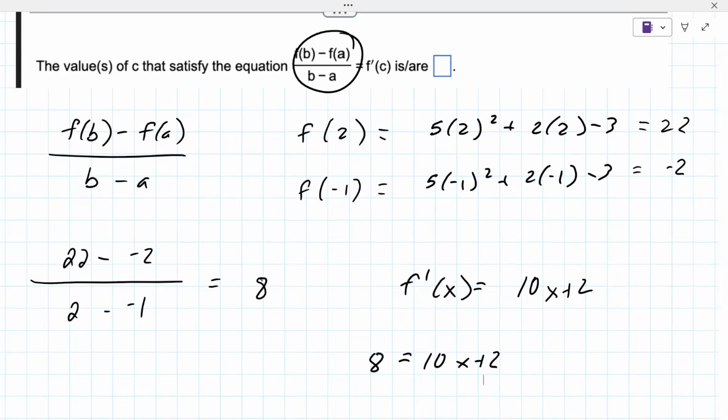Yeah, it'd be 3 over 5. There you go. There's your answer. So that is the answer: c equals 3 over 5, or just the 3 over 5 is what goes in there.